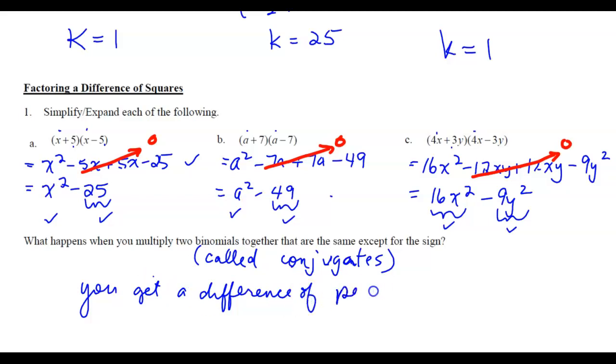So to go backwards, if you have a difference of squares and you're asked to factor, you set up your 2 brackets, you put the root of each term at the beginning of each bracket. One has a plus, one has a minus. Yes? You read that out loud, I can't read it. You get a difference of perfect squares.